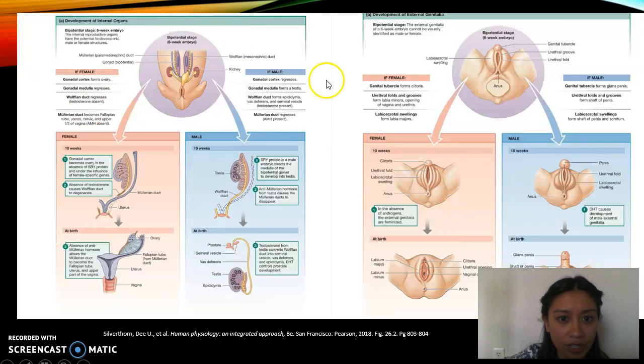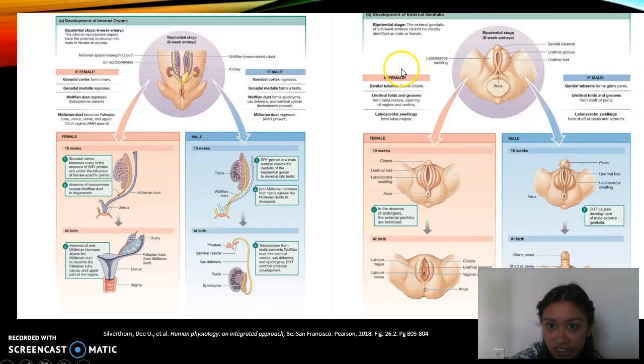And if the individual is male, instead the cortex will regress, and the medulla is what will form the gonads, the testes. Whereas if the correct hormone is present, the Wolffian duct will form the internal organs of the male, whereas the Mullerian duct will regress.